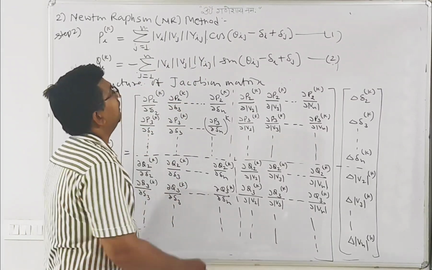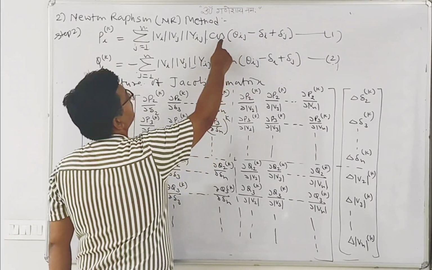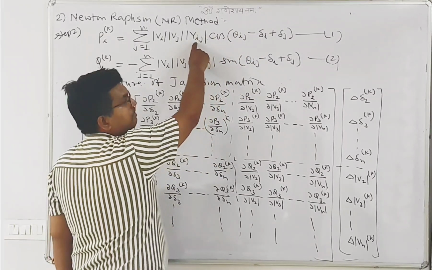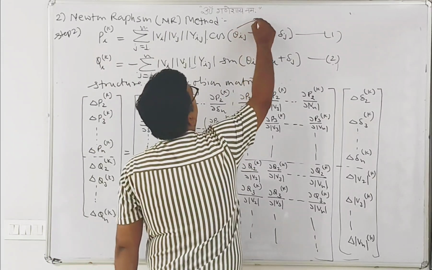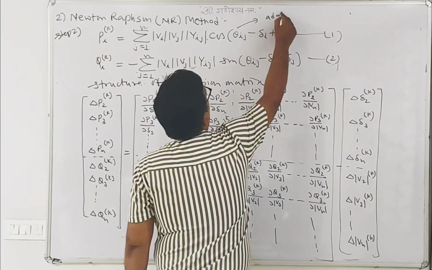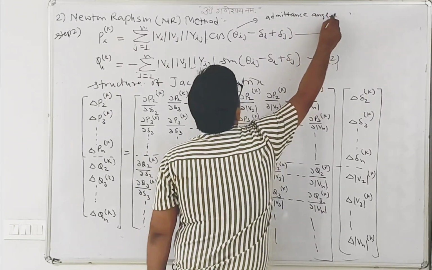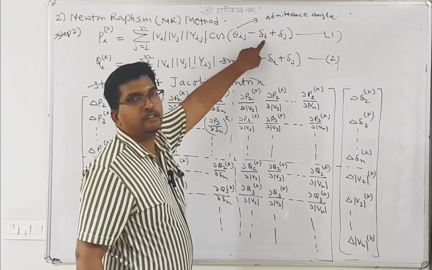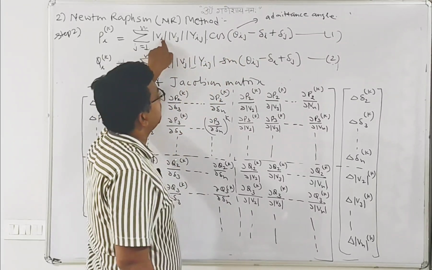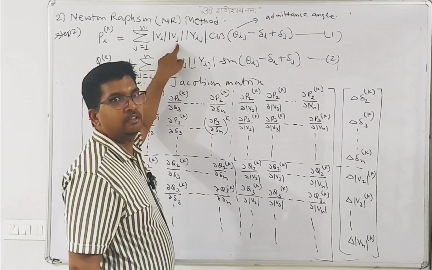And after that, what will be the angle? The angle will first be the angle of the admittance, which is the cos theta ij. Now, what is theta ij? That is the admittance angle. That is the important thing. What is delta i? That is the angle of the ith bus. What is delta j? That is the angle of the jth bus.